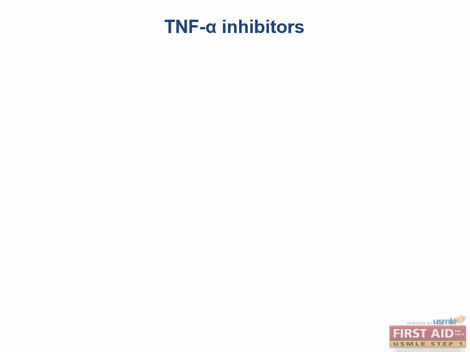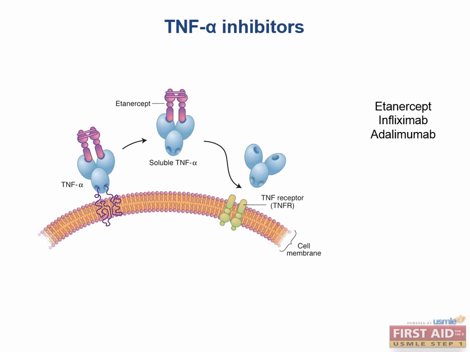The final drug class that will be discussed in this chapter is the TNF-alpha inhibitors. There are 3 of them that you need to know: etanercept, infliximab, and adalimumab. How do they work? They all block the function of TNF-alpha, but do so differently. Etanercept is a decoy receptor that binds to soluble TNF-alpha. You can remember this by remembering that etanercept is a decoy receptor for TNF. What about infliximab and adalimumab?